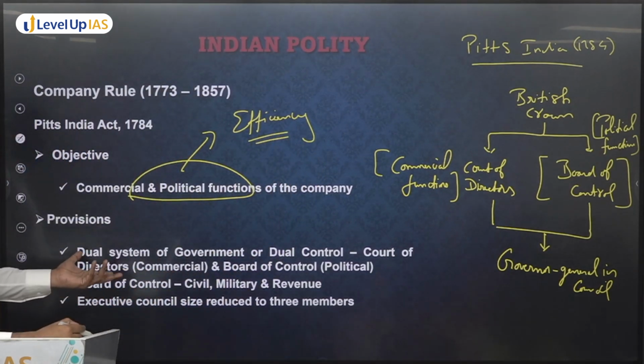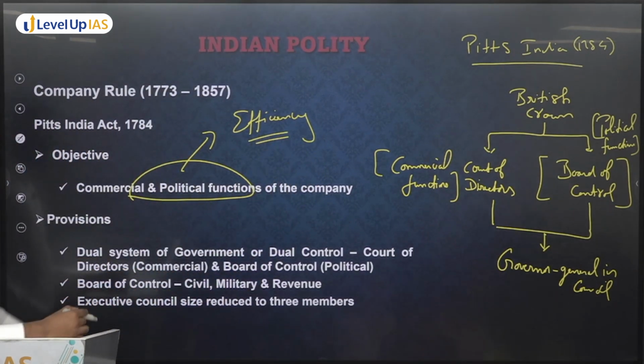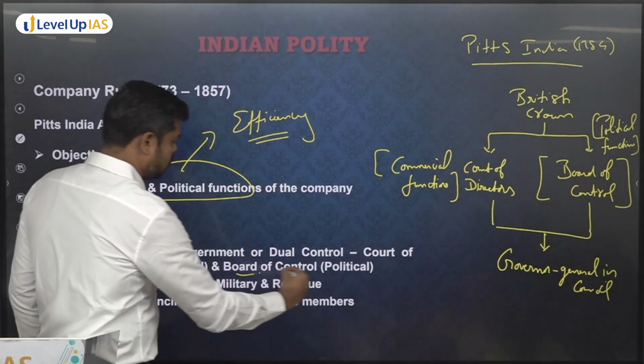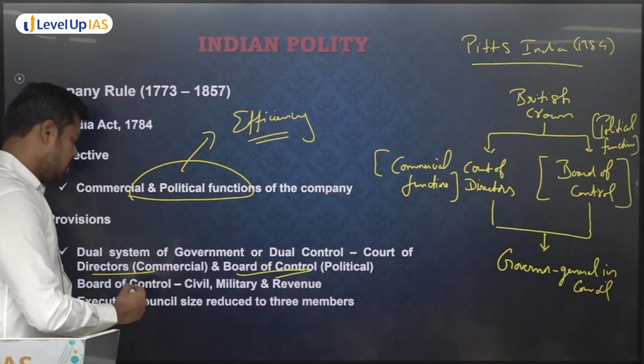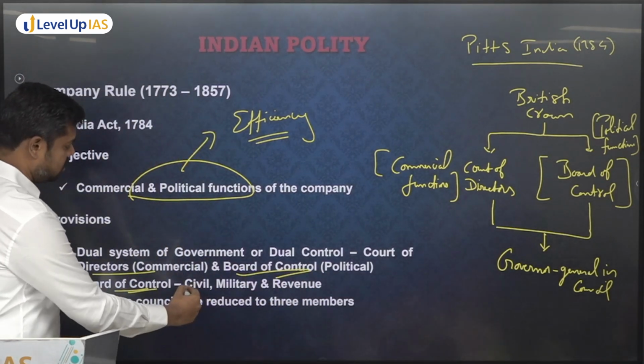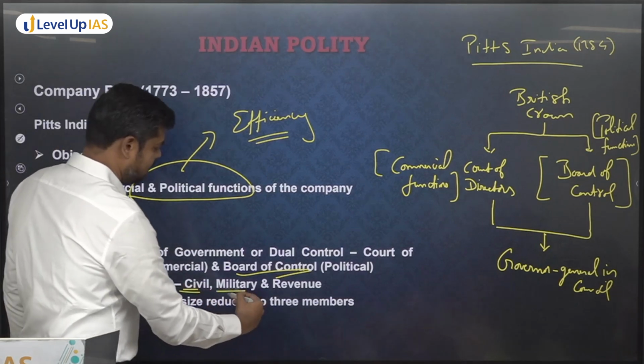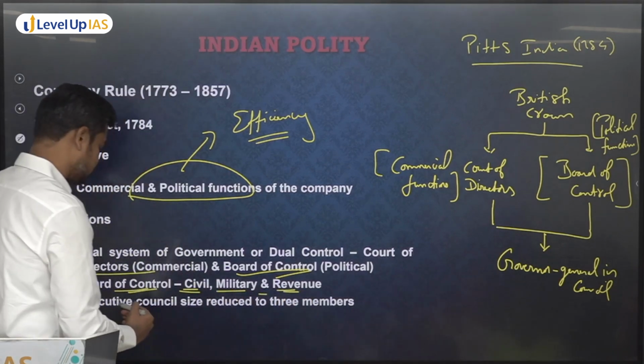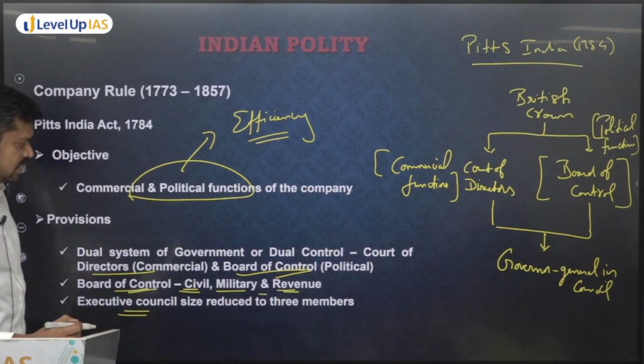And then they brought in the dual system of government, where there is the Court of Directors for commercial functions and the Board of Control for the political. The Board of Control will carry out civil, military, and revenue administration. The executive council size was reduced to 3 members.